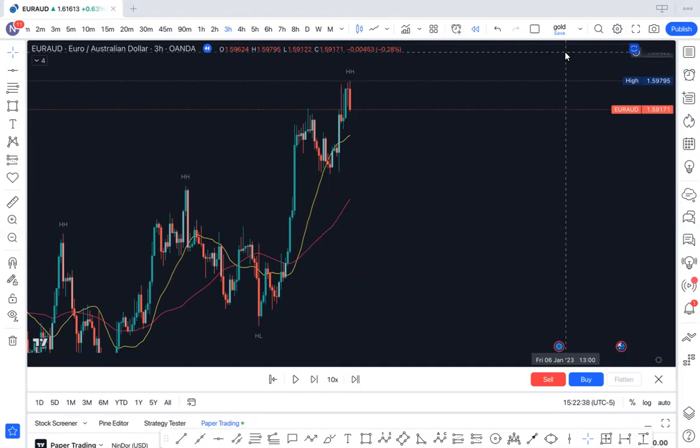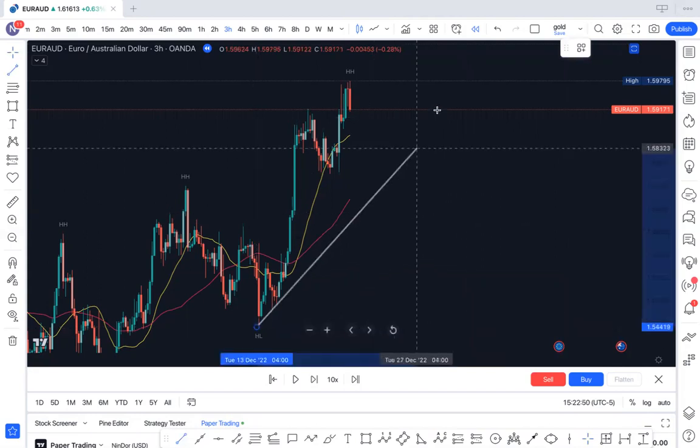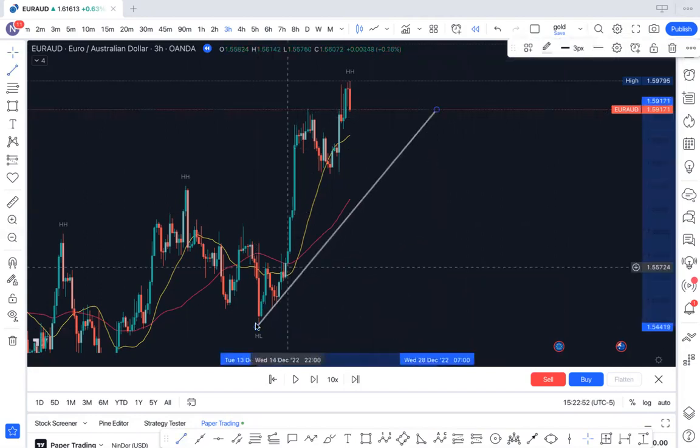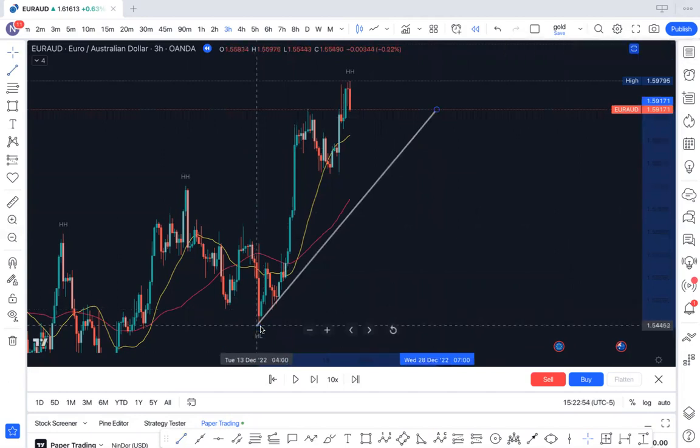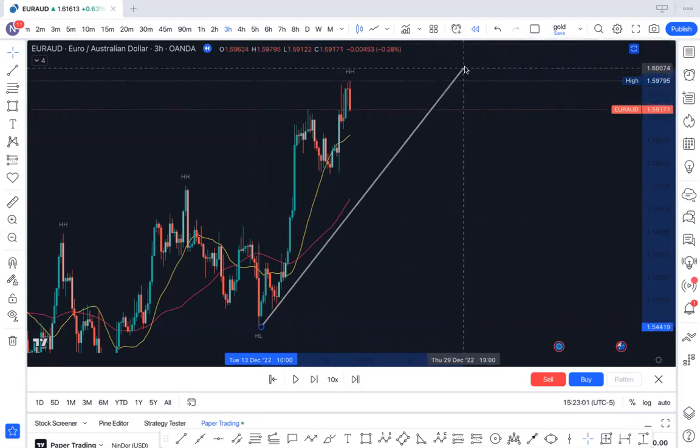Okay, so here we are in the market, and what we want to do is first start to form our triangle. So here we go. I'm going to start with doing the hypotenuse, which is our trend line. We are moving it in the direction of the trend.